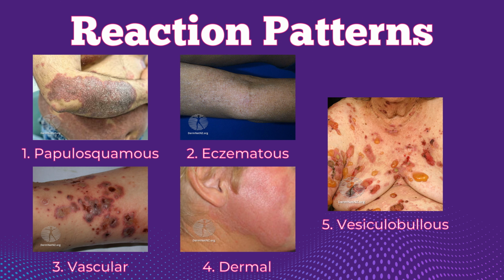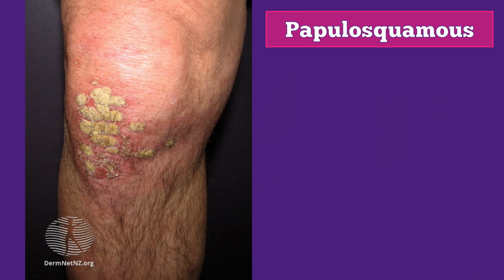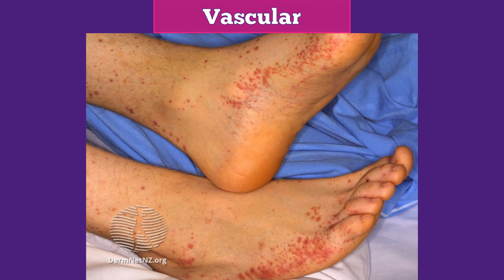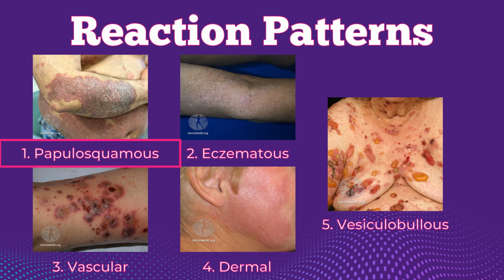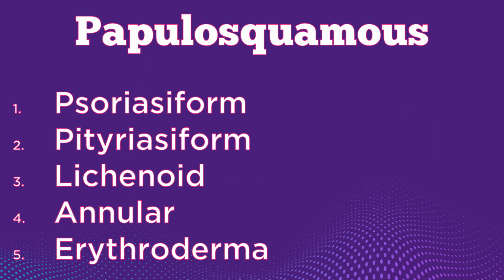So before we get started, let's quickly review where we're at on our roadmap of reaction patterns, and then dive into a short episode on seborrheic dermatitis, also known as Seb Derm. We break our reaction patterns into 5 categories: papulosquamous, eczematous, vascular, dermal, and vesiculobullous disorders. It's important to remember that many diseases will fit into many categories, but this is still a nice way to start approaching a differential diagnosis for rashes. The first category that we're currently going through are the papulosquamous disorders, which refers to scaly rashes with papules and plaques. We further break papulosquamous rashes into 5 subcategories.